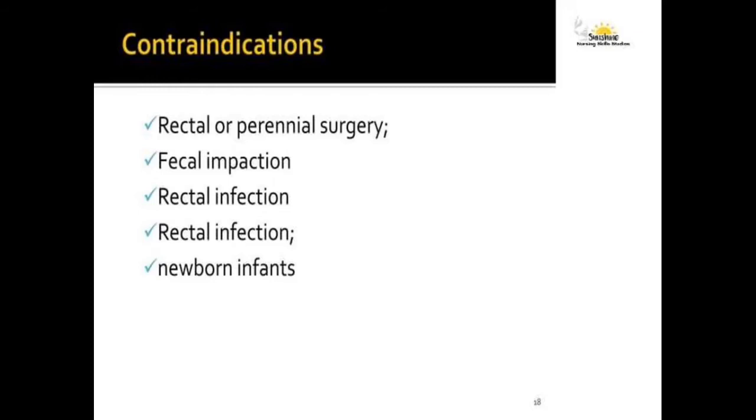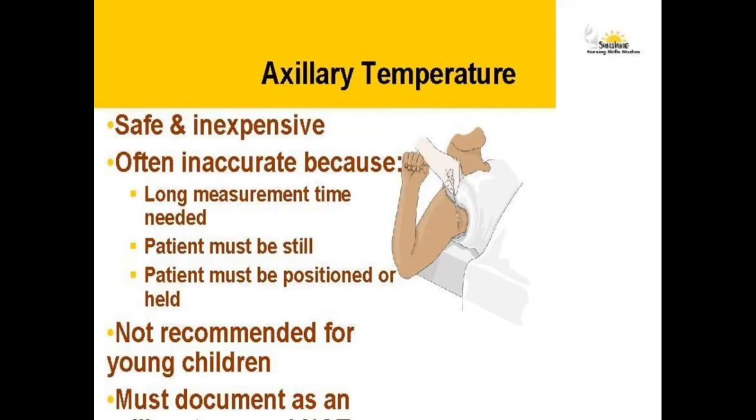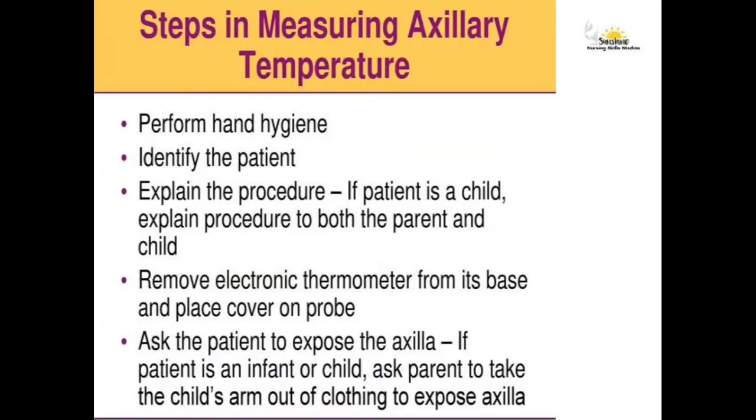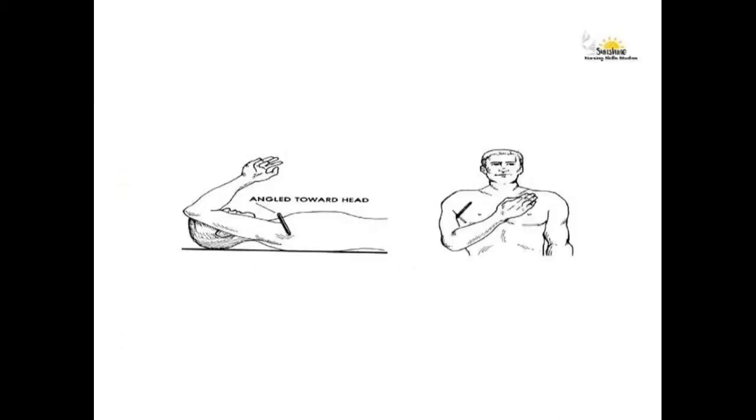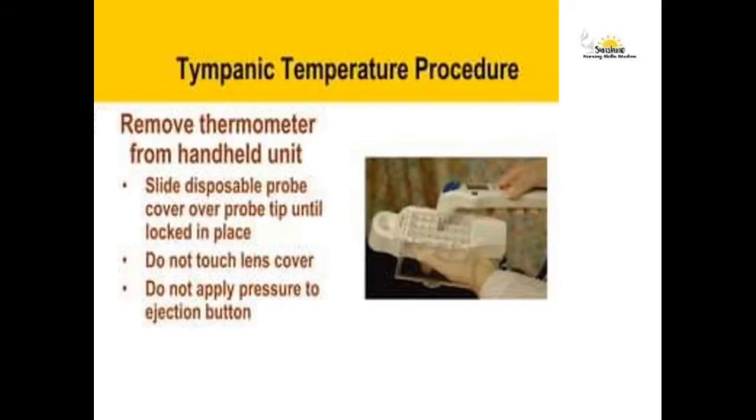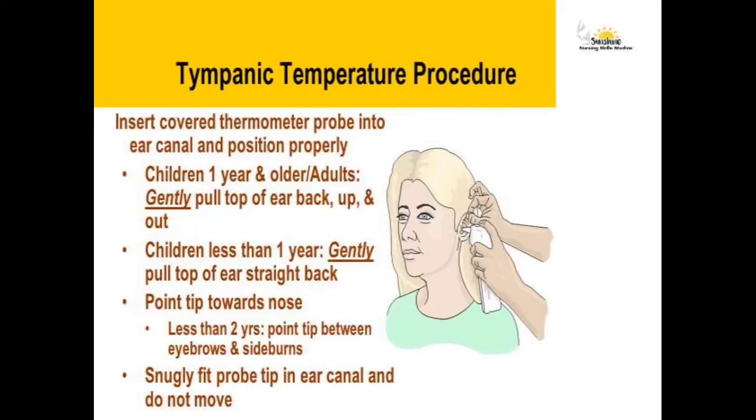Let's talk about one of the safest ways of obtaining the body temperature: axillary temperature. It is safe and inexpensive, and not recommended for young children. The steps we need to follow while conducting this procedure are as follows. The picture displayed here shows the way to place the thermometer between the arms to get an accurate reading. The other way to obtain the body temperature is by using a tympanic thermometer. It is also one of the methods to check the body temperature, and the procedure is as follows.